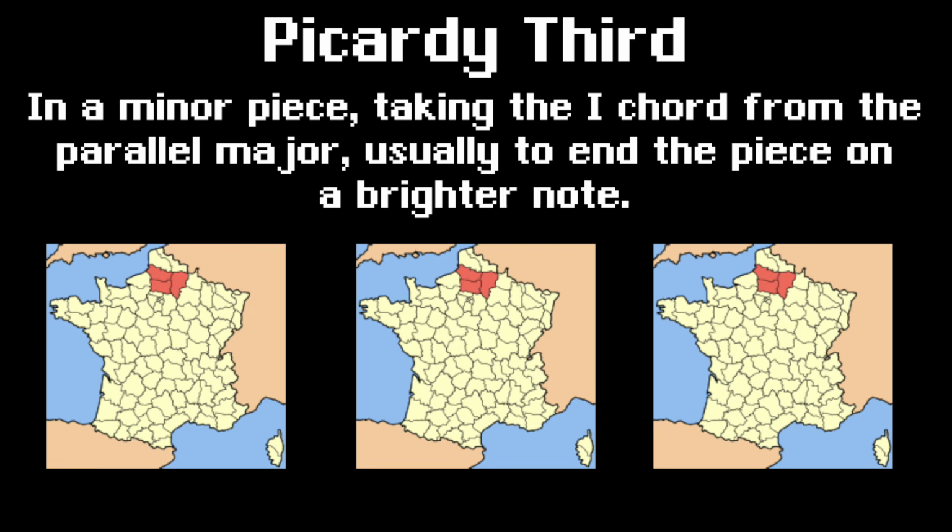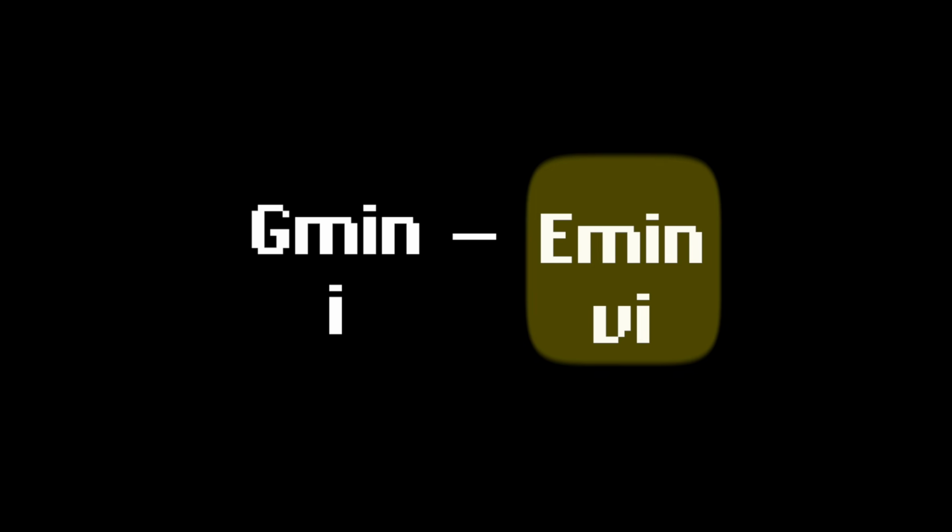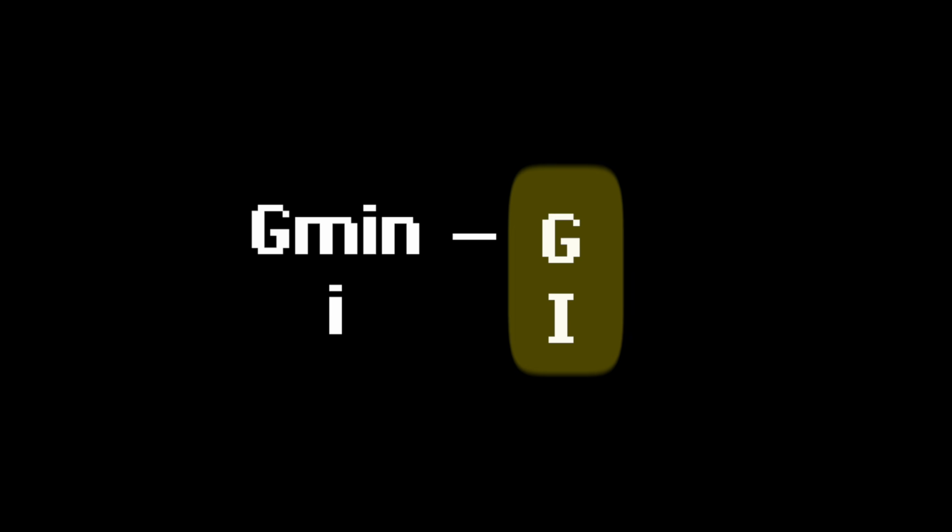The Picardy third is a classical convention where in a minor key, you borrow the major 1, usually to end a piece. The nerds watching know that the 6 and 1 are both tonic function chords, and that minor 1 to minor 6 isn't actually that different from minor 1 to major 1.